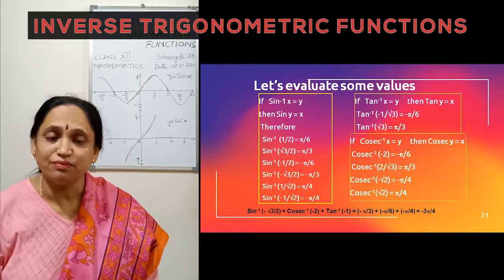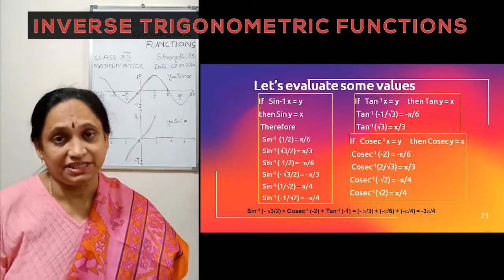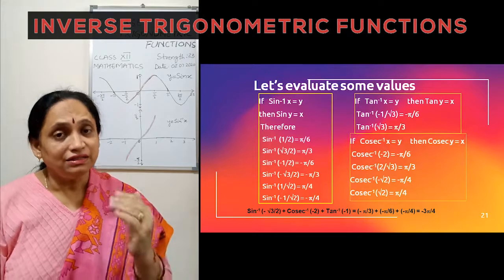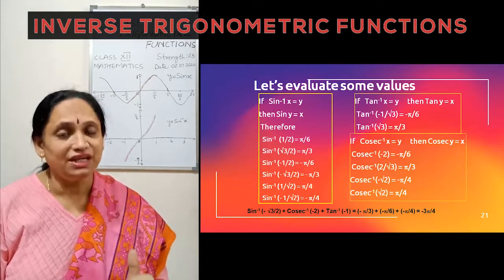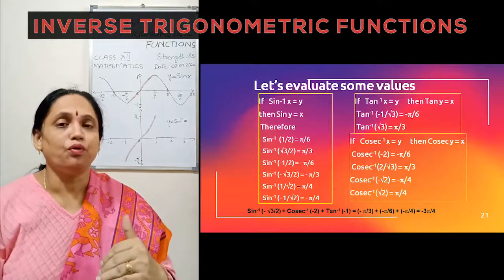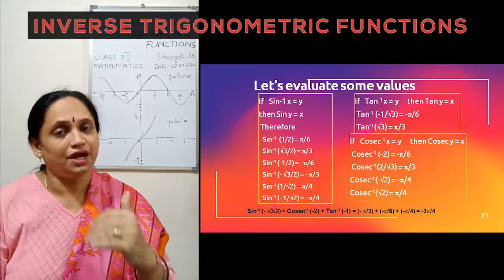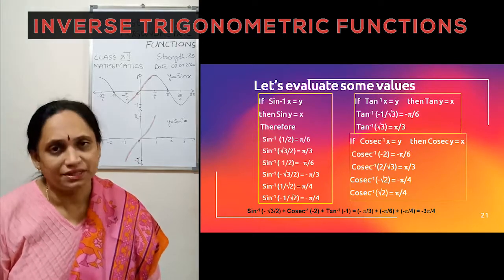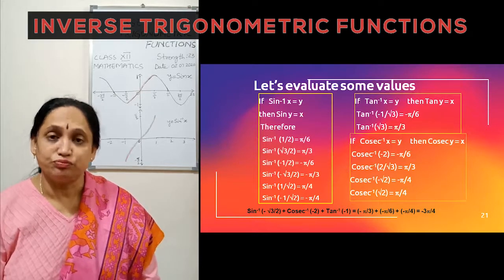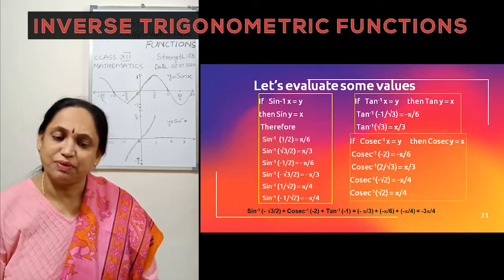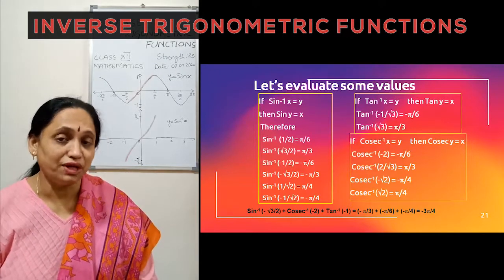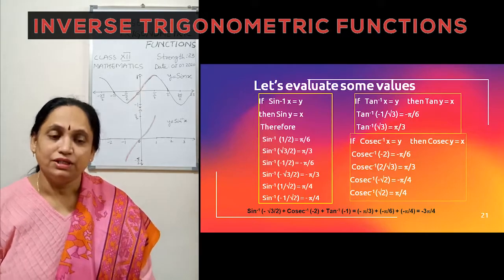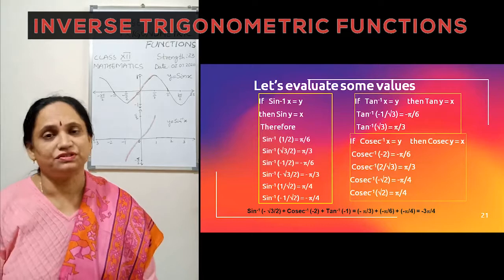Sine inverse minus 1 by 2. Now, the number is negative, so the angle will be lying in the fourth quadrant. Therefore, the angle would be negative. The rotation would go in the clockwise direction. So sine inverse minus 1 by 2 is equal to minus pi by 6. Sine inverse minus root 3 by 2 would be minus pi by 3. Similarly, sine inverse 1 by root 2 is pi by 4 and sine inverse minus 1 by root 2 is minus pi by 4. The same rules apply for tan and cosecant.